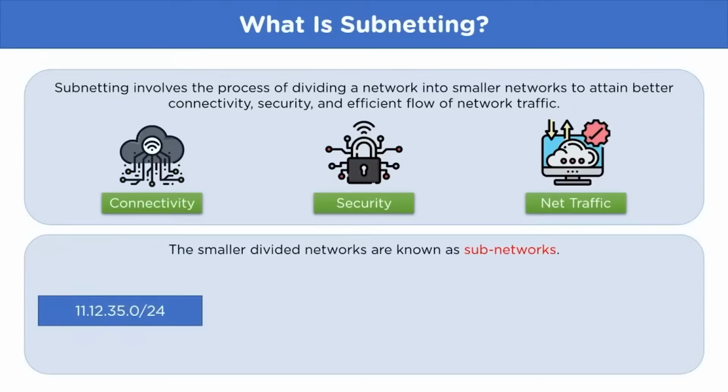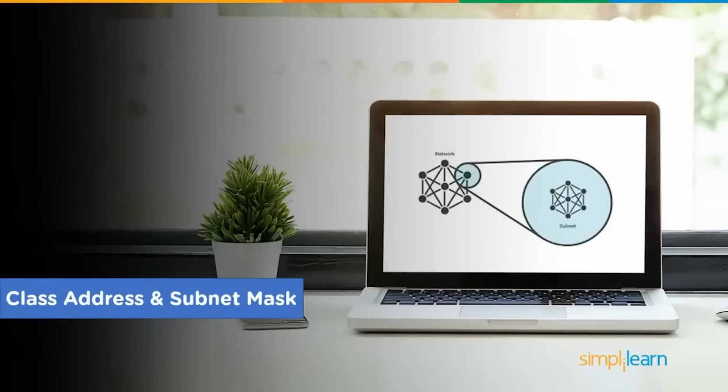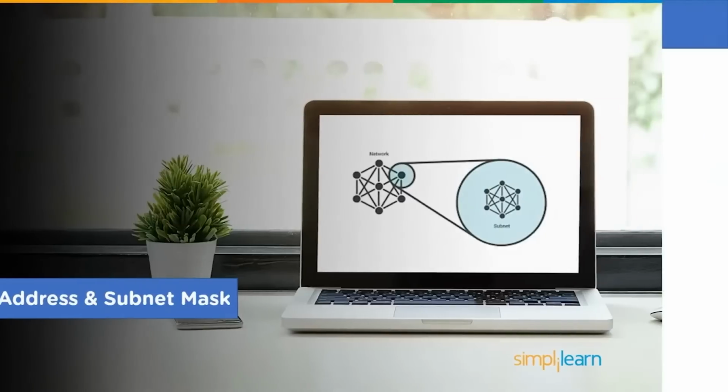Taking an example, an IP address with /24 representing the subnet mask can be divided into two subnetworks of /25 subnet mask, which can further be divided into smaller subnetworks. Now that we understand what subnetting is, let's move on to class addresses and subnet mask.